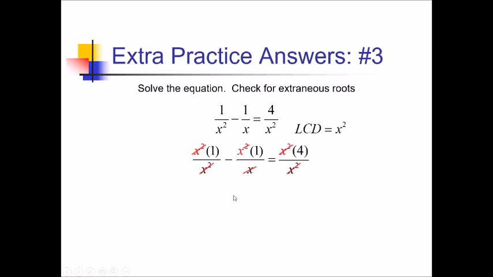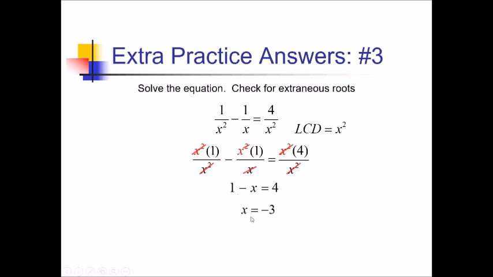Going back and cleaning this up, we have just 1 for that first fraction, minus, we have a 1x, and then that's all going to equal, we just have a 4 over there. So this is a very quick equation to solve. We can just add x over here and subtract 4 to get negative 3.